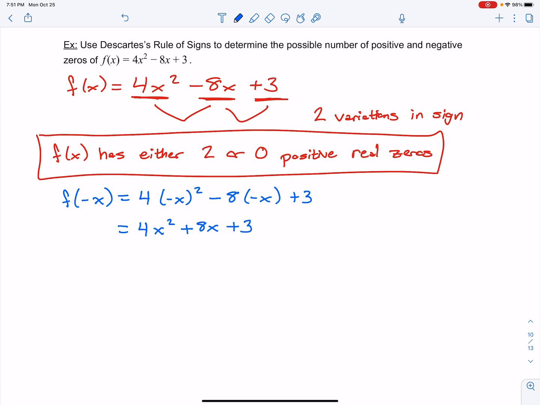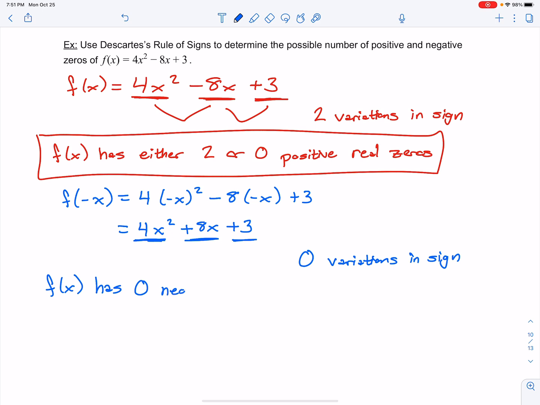So how many variations in sign do we have here? We have a positive, and then a positive, and then another positive. So we have 0 variations in sign. Everything is positive, which means that f of x, our original function, has 0 negative real numbers that are zeros.